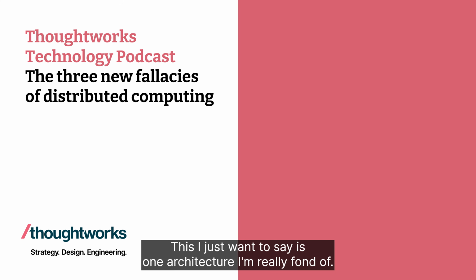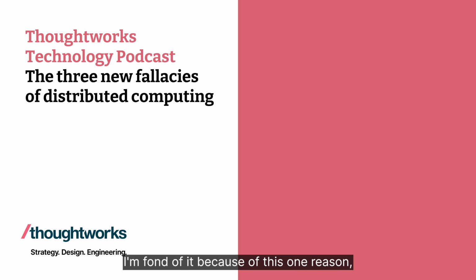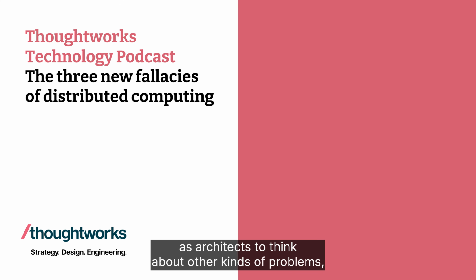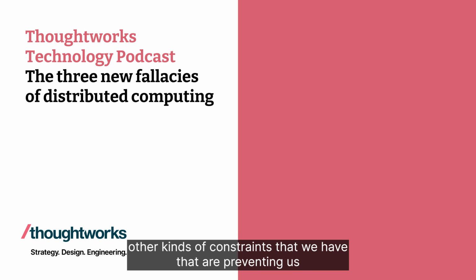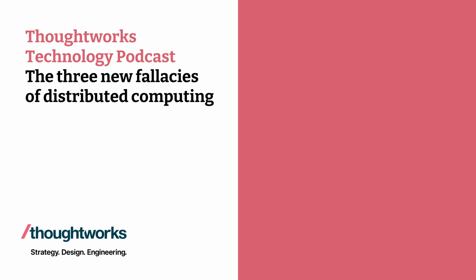And I just want to say this is one architecture I'm really fond of. And I'm fond of it because of this one reason: this architectural style solves a particular problem, and it forces us as architects to think about other kinds of problems, other kinds of constraints that we have that are preventing us from maybe it's high availability, maybe it's high agility, maybe it's great testability.